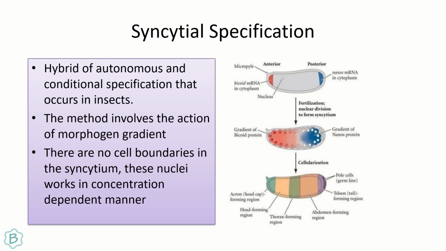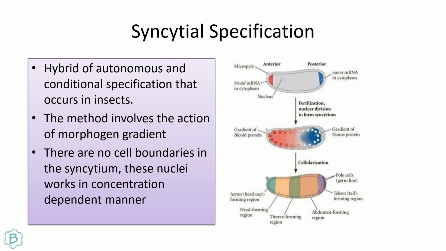In fertilization, bicoid is there. Bicoid is forming what? As I told, head. Nanos is forming what? Tail. There is a gradient, meaning wherever the concentration of bicoid is higher, it will form the anterior part or head. Wherever the nanos concentration is higher, it will form the posterior part, and tail formation will occur.